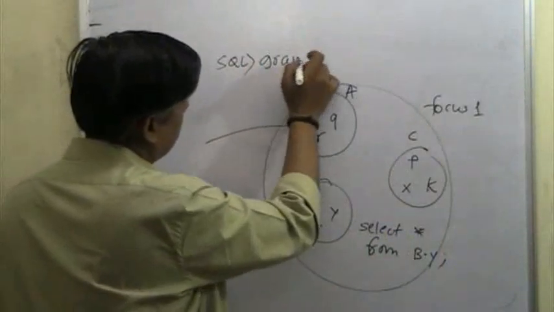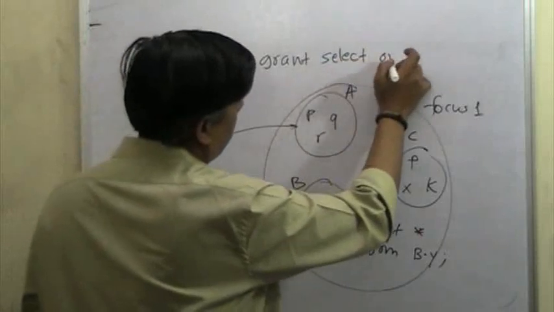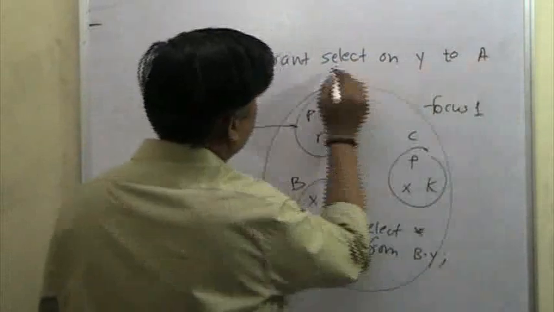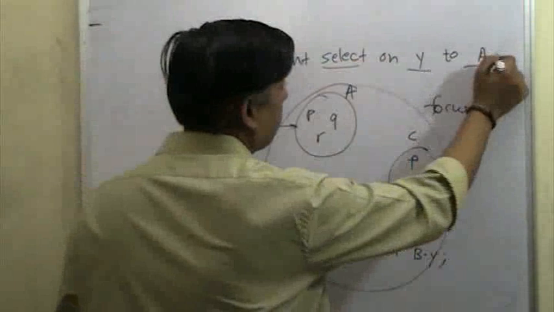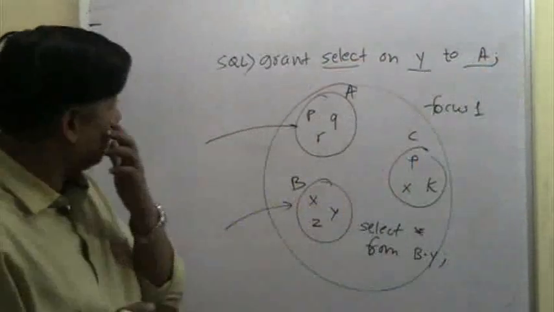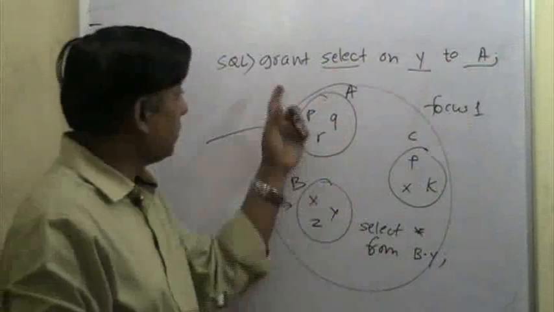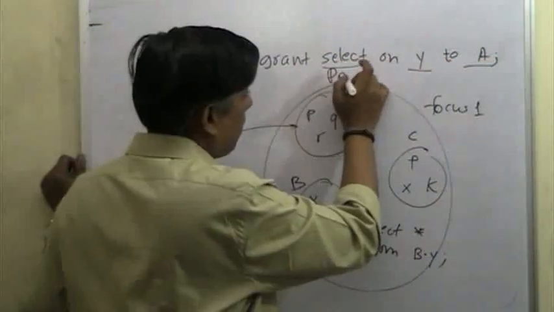Grant select on Y to A. I'm going to underline this, this and this. And he will put the semicolon there. Grant select on Y to A. So what is he granting? He is granting a privilege. Okay, so this is a privilege, P-R-I-V.